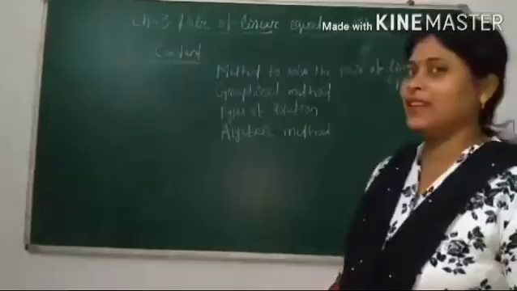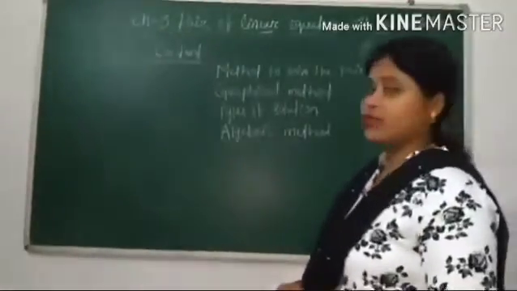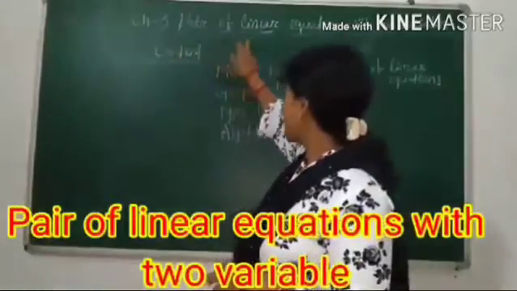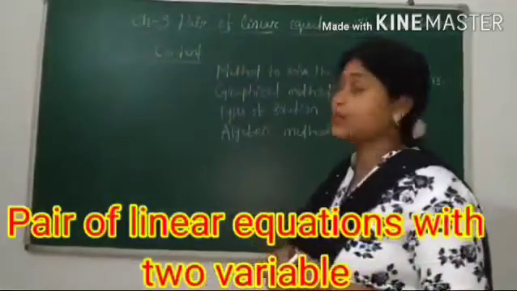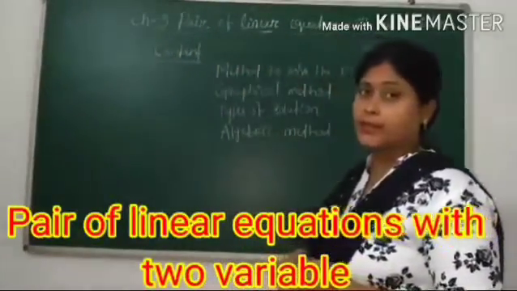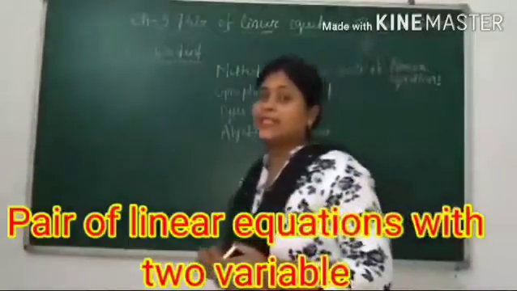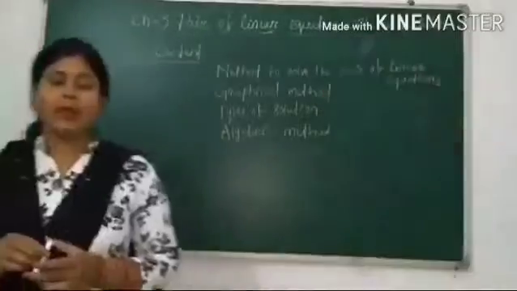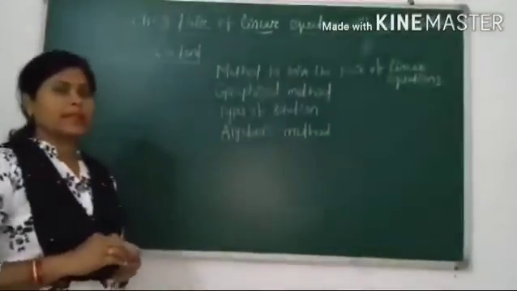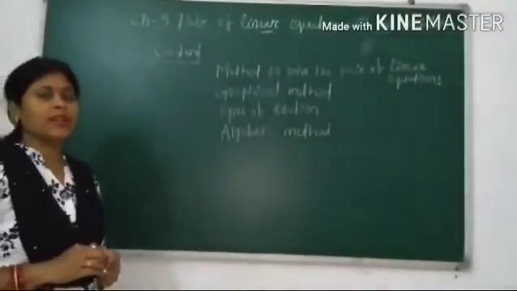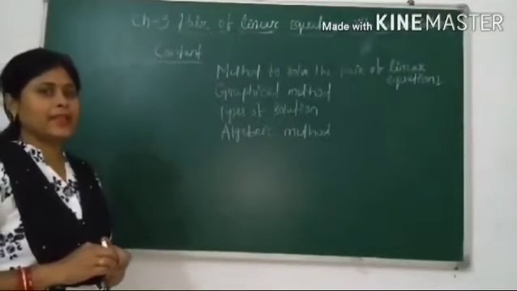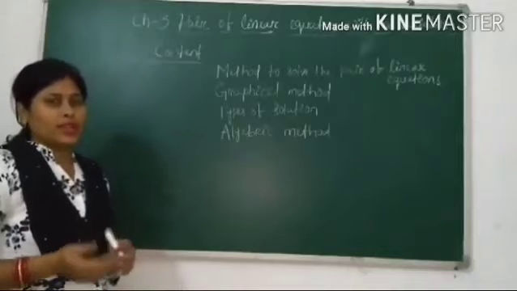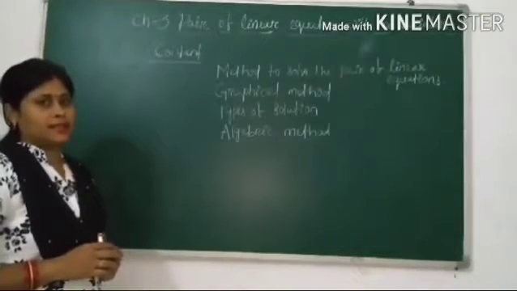Fine. So today we are going to discuss your chapter 3, pair of linear equations with two variables. This is one of the important chapters and also the easiest chapter. Many students think math is a very hard subject, but it is nothing like that. Math is very interesting. You need much more concentration on this.